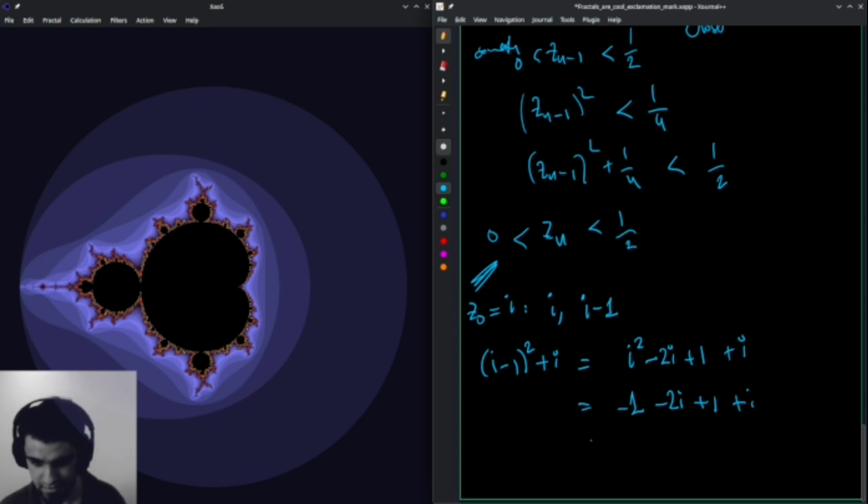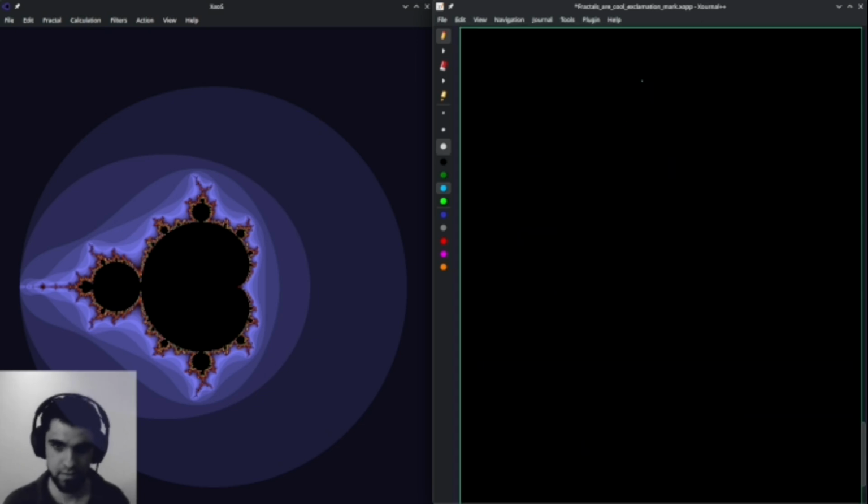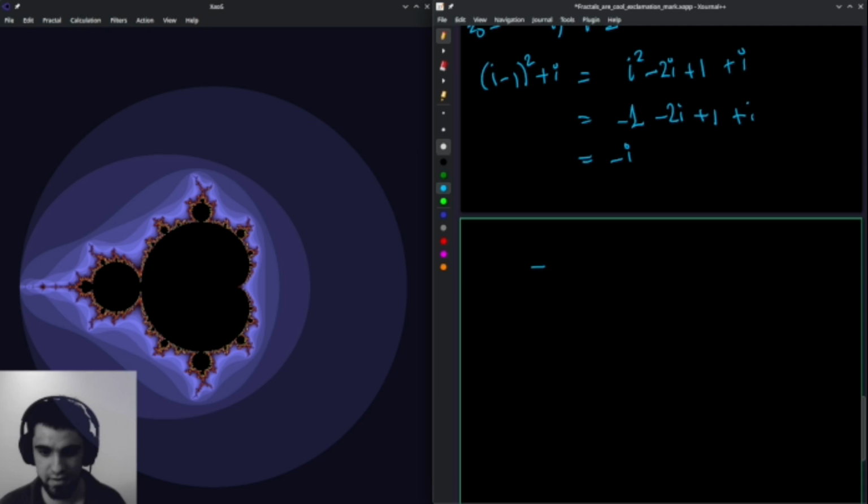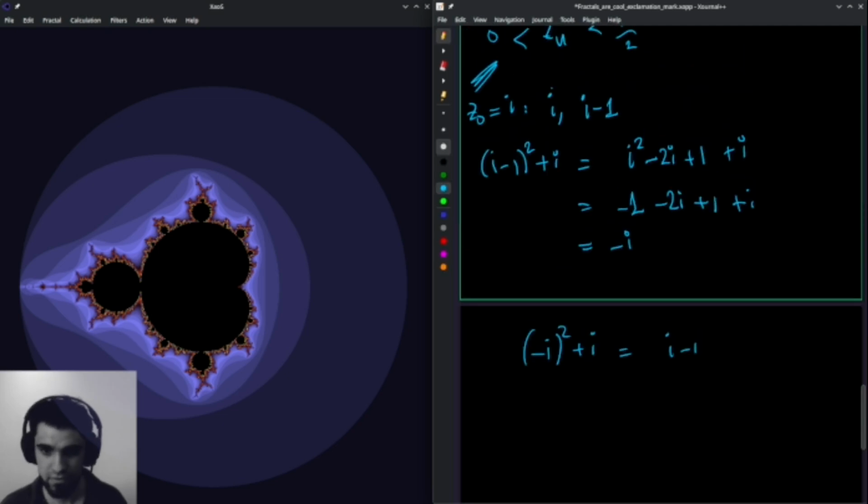And there are some cancellations, which gives us the minus 1 and the 1 cancel out, the minus 2i and the i cancel out to minus i. But then, what is (minus i) squared plus i? Well, minus i squared is still minus 1, so that's once again i minus 1. So the sequence goes i minus 1, minus i minus 1, minus i minus 1, and so on. i would be around here. And so once again, the sequence stays bounded.